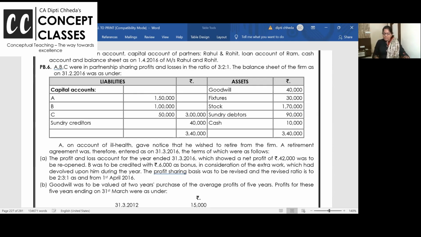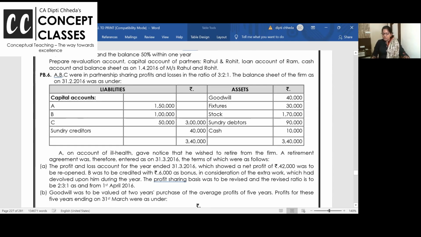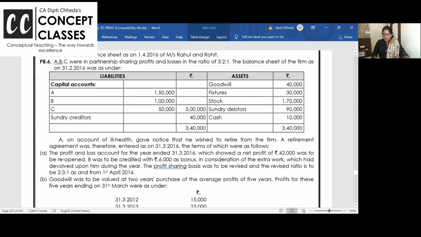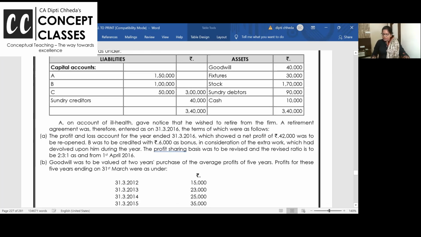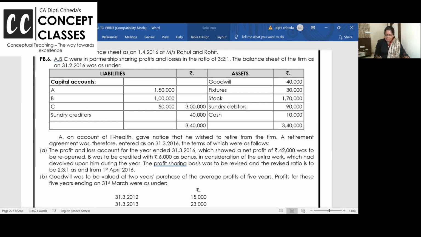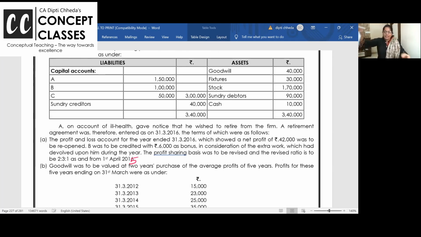A, B, C were in partnership sharing profits and losses in 3:2:1. The balance sheet is given. A, on account of ill health, gave a notice that he wants to retire. The profit and loss for the year ended March showed a net profit, and B was to be credited 6,000 as bonus. The profit sharing ratio was to be revised. Now, there's a printing mistake here. This is March 16 and this ratio is revised from March 15th. Okay, from March 15th, this ratio is revised.